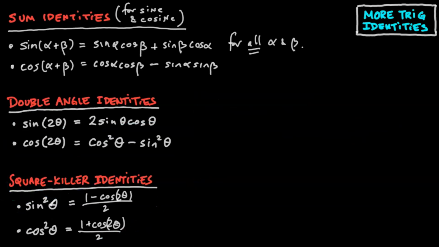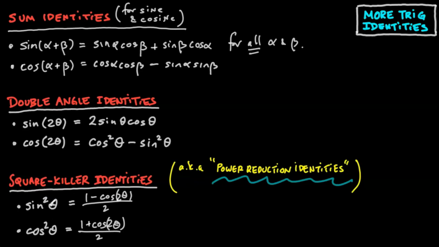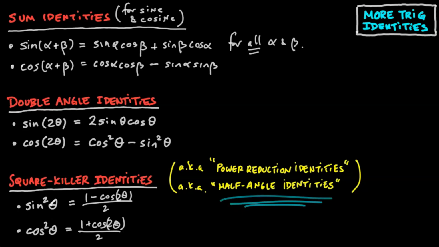They tend to be called either power reduction identities, which is like a bureaucratic way of saying square killer, and less exact for that matter, because you're not reducing powers. You're reducing a single power. Squares. That's what you're getting rid of here. But that's one name I've seen them go by. The other name I've heard them called are half-angle identities.